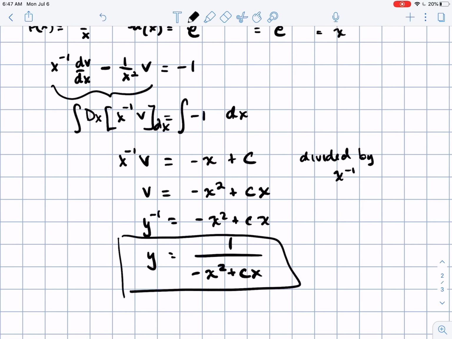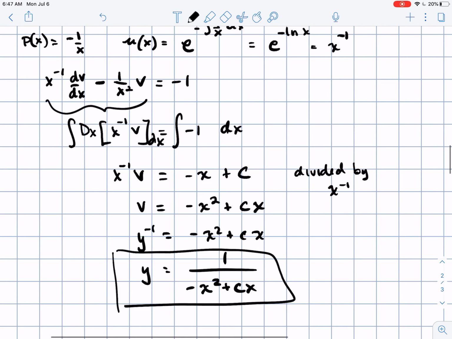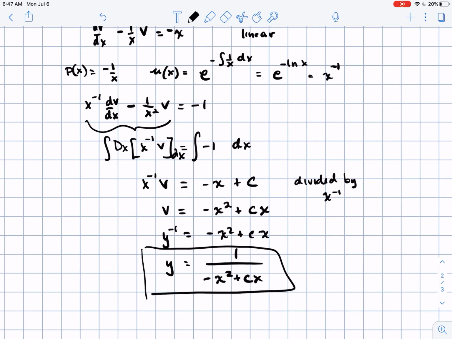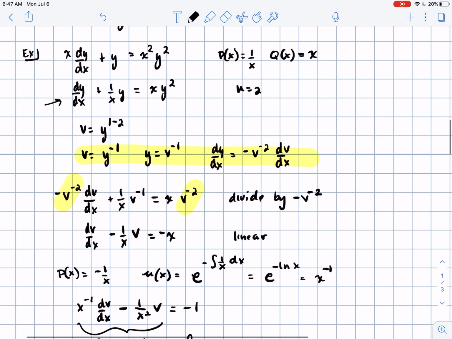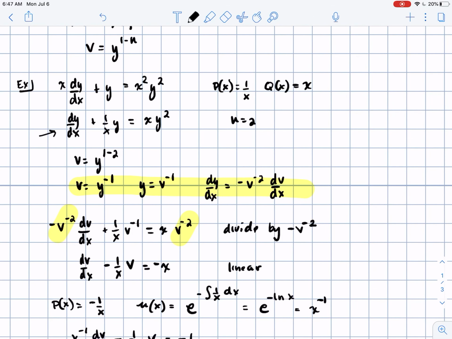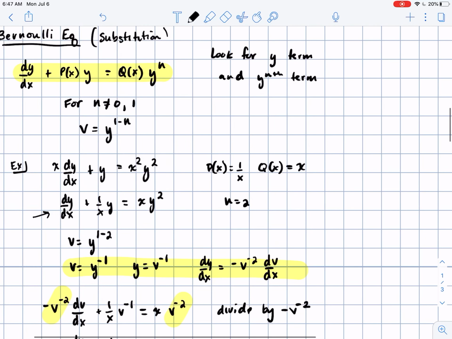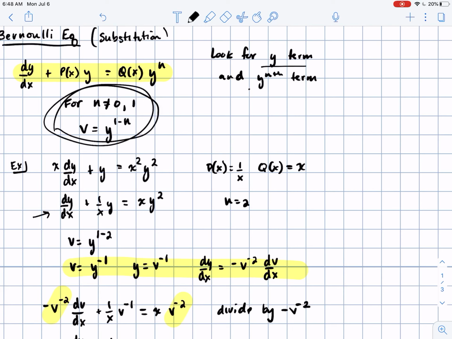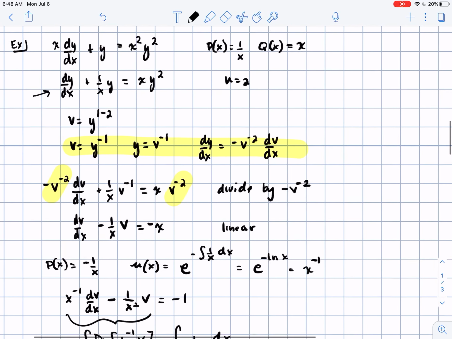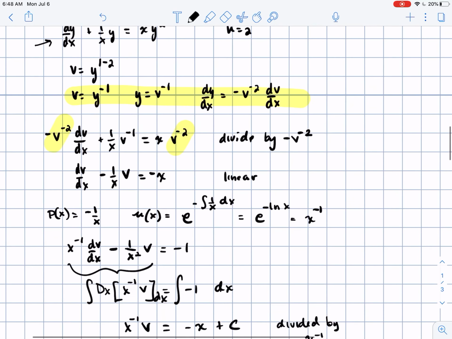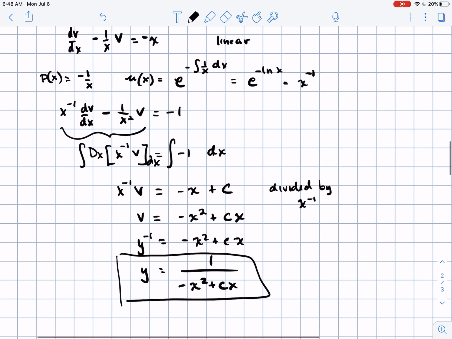So this is Bernoulli. A Bernoulli equation is of the form we started with, dy/dx plus p of x times y equals q of x times y to the n, and then you look for the substitution. So look for the y to the nth term, try to get it into that form, and then it's most likely going to be a linear type problem in the end. And there we go.